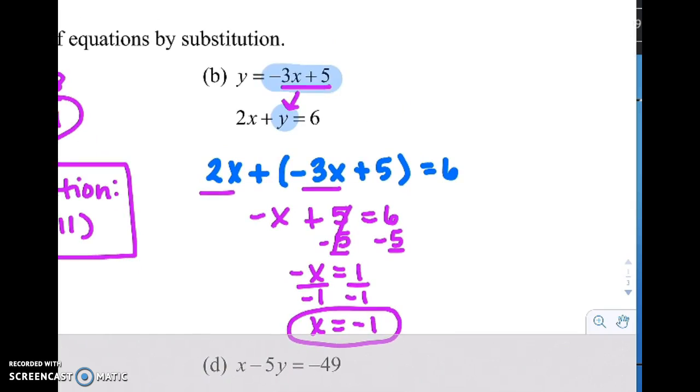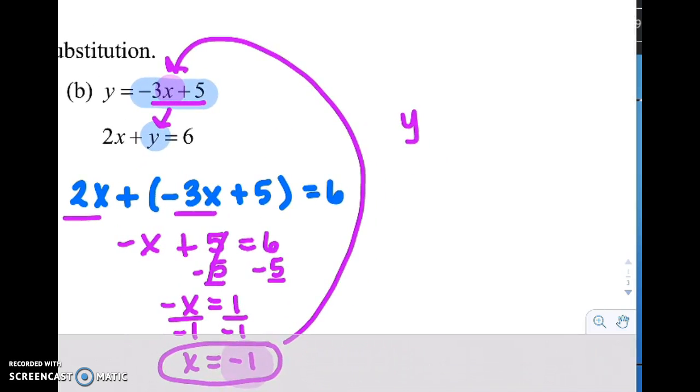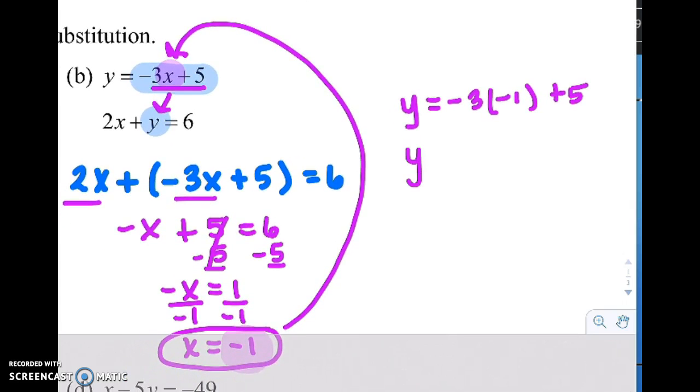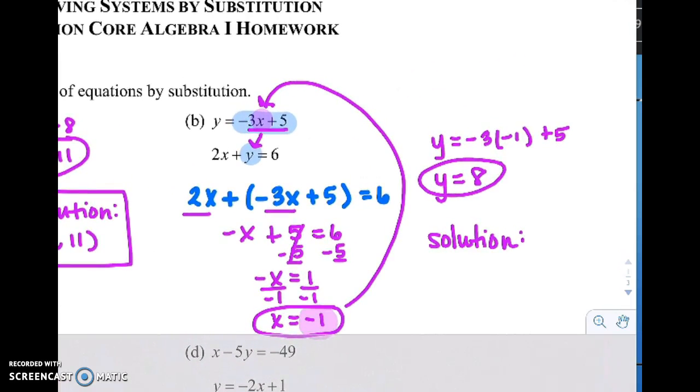Again, we're going to take that x value of negative 1 and substitute it into one of our equations. It doesn't matter which one. I'm going to use the first one again here and substitute it in right there. So I'm going to use y equals negative 3 times negative 1 plus 5 to find my answer. And that gives me y equals 8. So my solution is negative 1 comma 8.